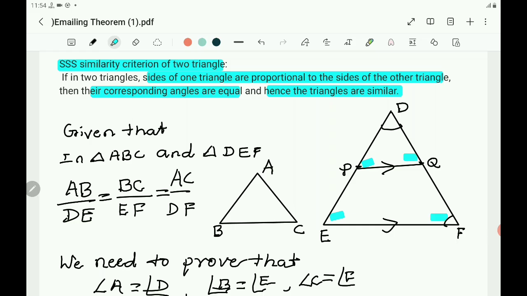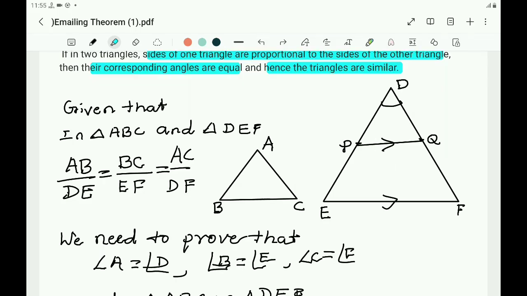Now here what is our aim? We have to prove that triangle ABC and triangle DEF are similar triangles, and before that we have to prove that their corresponding angles are equal. Means we have to prove that angle A equals angle D and angle B equals angle E and angle C equals angle F. To prove this, we have to prove that the triangle ABC is congruent to triangle DPQ. How can you prove that the two triangles are congruent? We must use any one of the congruence rules.